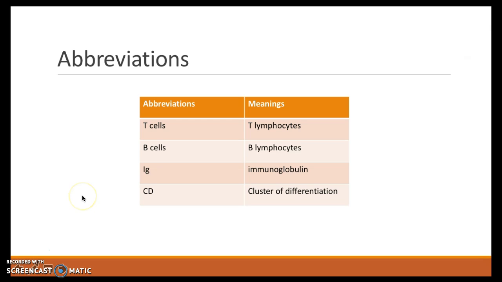Here were some of the abbreviations of this chapter. T cells, which we've already seen as T lymphocytes. And B cells, meaning B lymphocytes. We also have Ig, meaning immunoglobulin. And CD, meaning a cluster of differentiation.